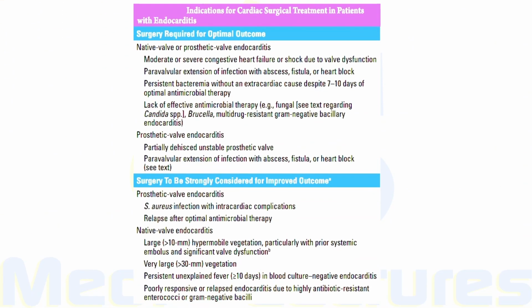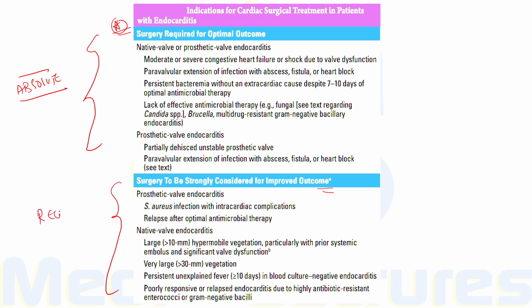So this table shows all the indications of cardiac surgery in the patients of endocarditis. So first class is surgery required for optimum outcome. So this can be considered as absolute indications. While surgery to be strongly considered for improved outcome, this can be considered as relative indications of cardiac surgery.